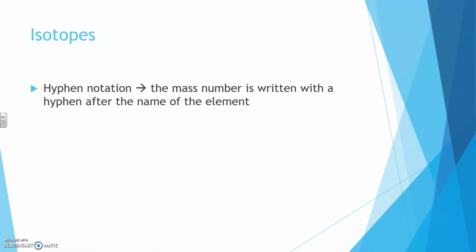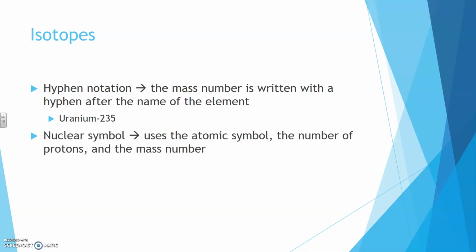Alright, so there are a couple different notations that we will use for isotopes. First up, we have the hyphen notation. The mass number is written with a hyphen after the name of the element. So uranium-235, carbon-12, carbon-14. You also have the nuclear symbol. This is going to use the atomic symbol for the element, the number of protons, and the mass number. Sometimes they will leave off the number of protons because if you know what the element is, you can look at your periodic table and find the number of protons.